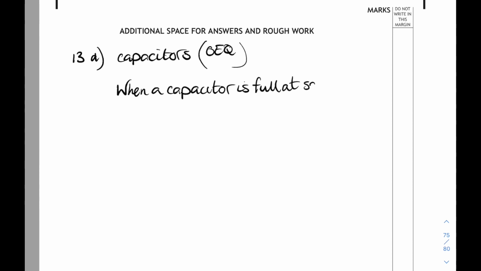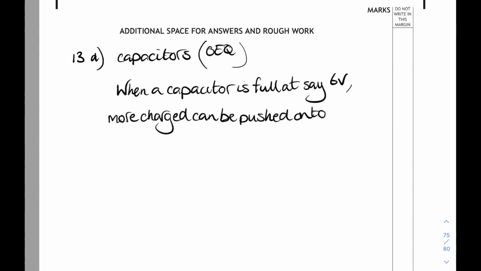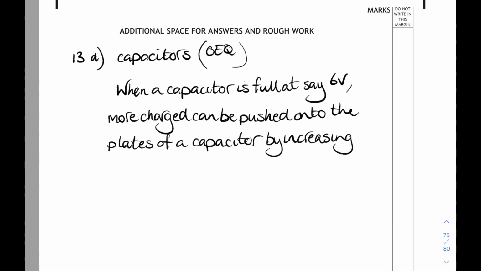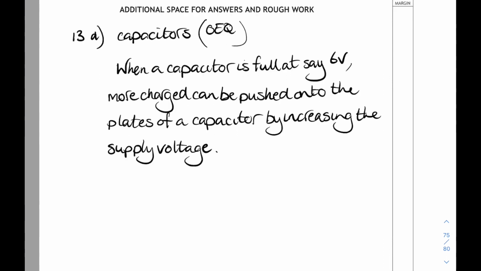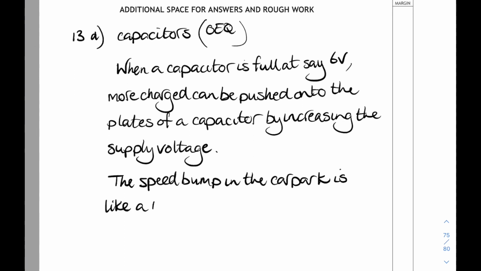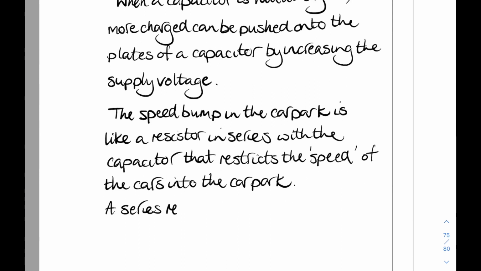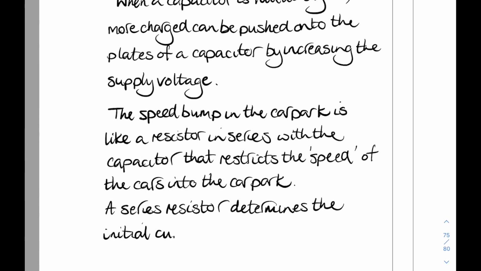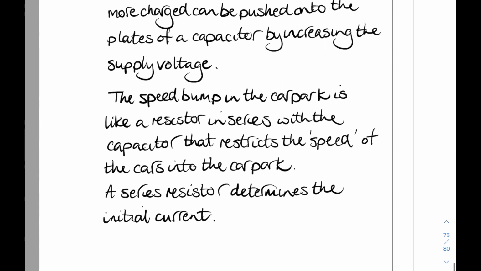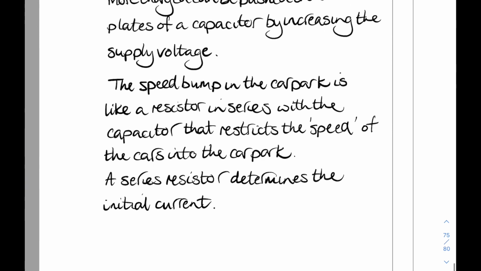So let's keep going. When a capacitor is full at say 6 volts, then more charge can be pushed onto the plates of a capacitor by increasing the size of the supply voltage. The speed bump in the diagram of the car park is like a resistor in series with a capacitor, and it will restrict the speed of the cars that go into the car park, and that's like a series resistor that restricts the current when charging a capacitor. There you go then. Would that get me 3 marks?